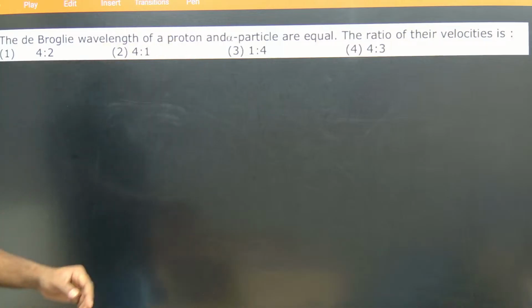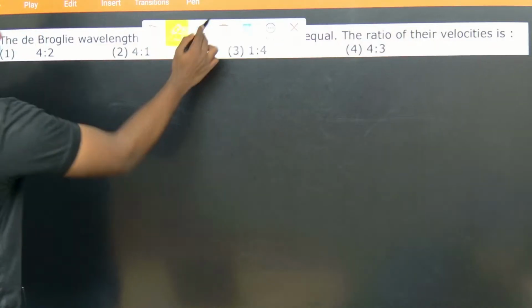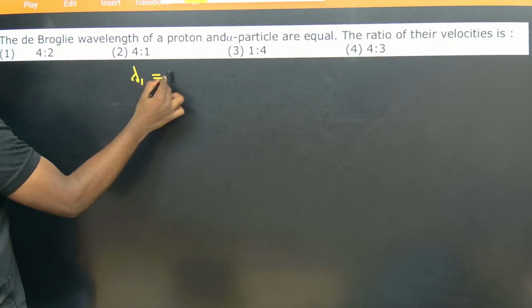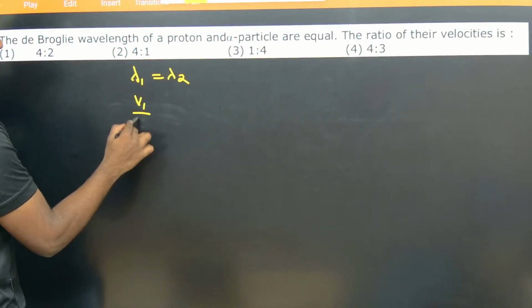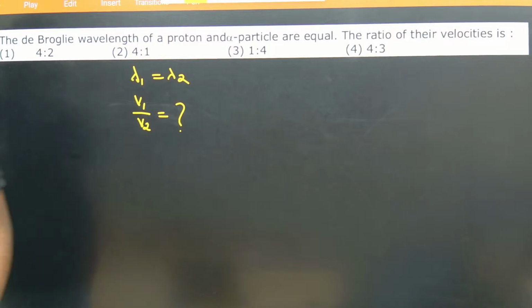So lambda 1 will be equal to lambda 2, obviously. So De Broglie wavelengths are equal, so lambda 1 equals lambda 2. I need to find the velocities ratio. So v1 by v2 I need to get. Okay. Can you give it now?